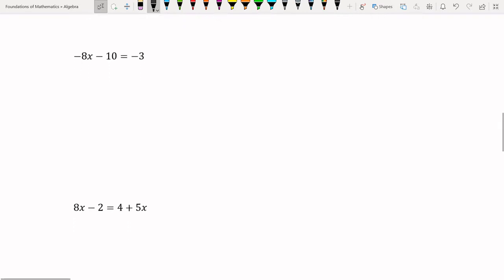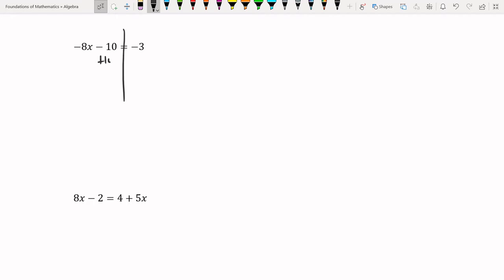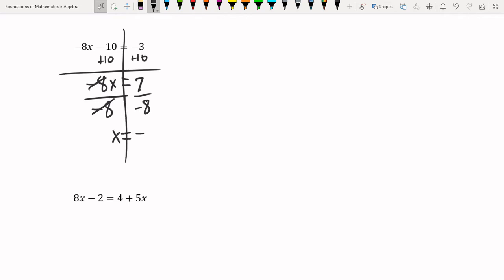Okay, for this one, here we're going to add 10. Minus 8x equals negative 3 plus 10, which is going to be a positive 7. And now we have to divide by negative 8 because the negative 8 is multiplying x. So now we get x equal to negative 7/8.